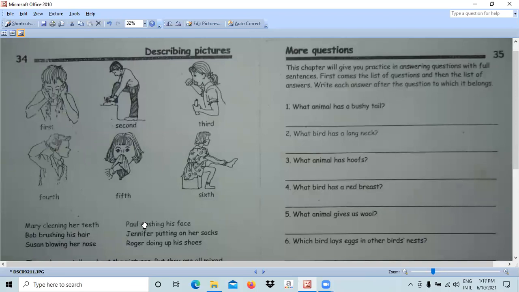Now, these are not sentences. Mary cleaning her teeth. We should write: Mary is cleaning her teeth.